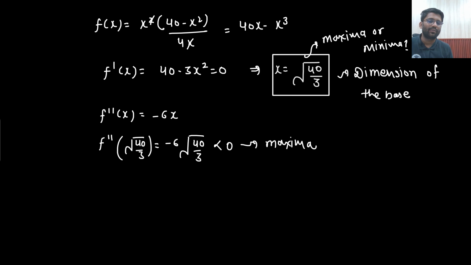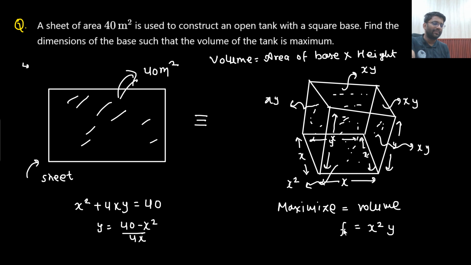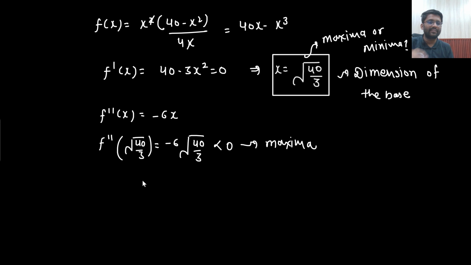This is what we are doing, no? Again and again we are doing the same thing: we are making f a function of x. Then we are differentiating so that we get the value of x such that f(x) is maximum. So the value of x is root 40 by 3 such that f(x) is maximum.